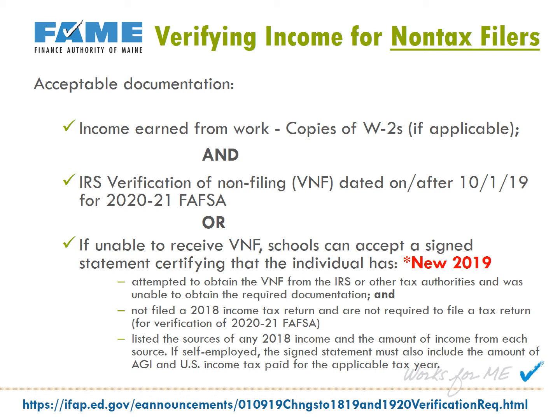It has to be dated after October 1st, 2019. Because this has been such a bugger to get, the Department of Education, as of January 2019, said, if you have tried and cannot get this, you can sign a statement that says you tried to get the verification of non-filing letter, it didn't work, and that you have not filed a 2018 tax return and you're not required to file a tax return. Then you're going to list all the sources of any 2018 income, if there were any, in each source. So if you had multiple jobs, you'd say, I made this much income at this employer.